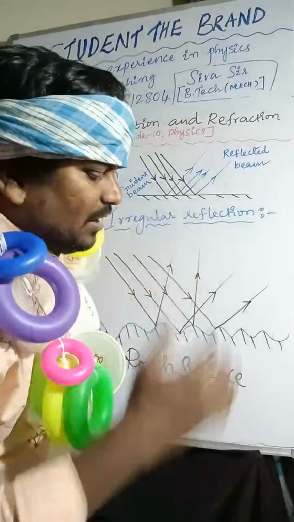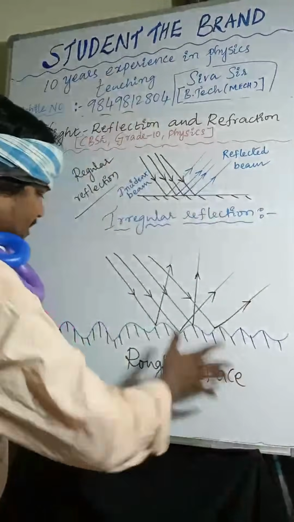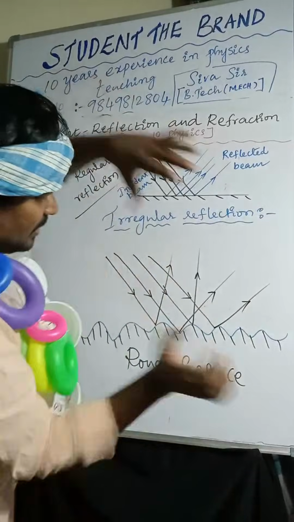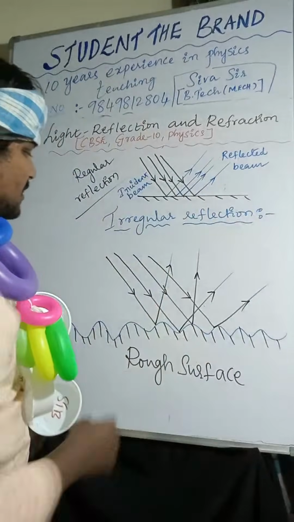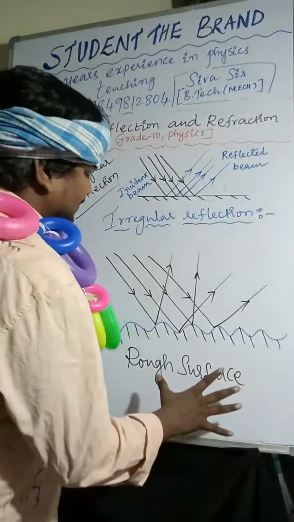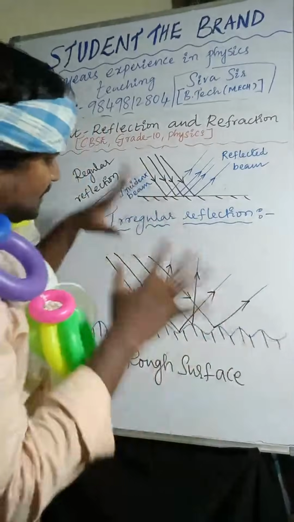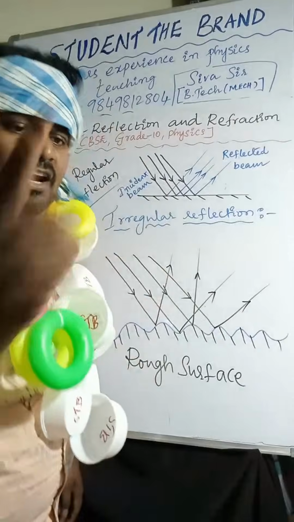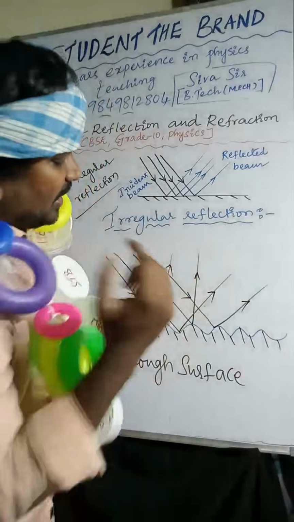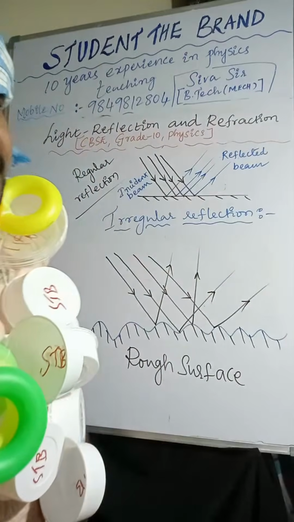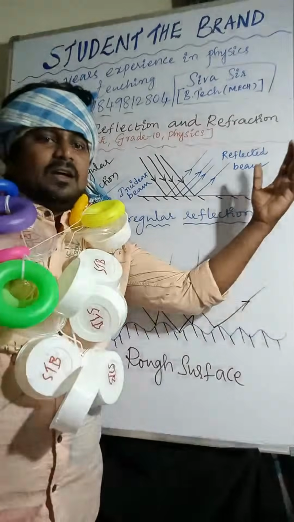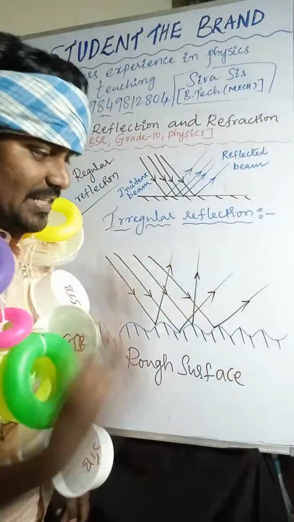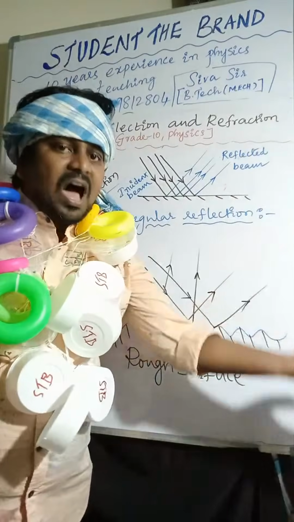Example: plane mirror, still water. Rough surface, irregular reflection. Irregular reflection takes place on rough surfaces, so like we can say paper, wall.